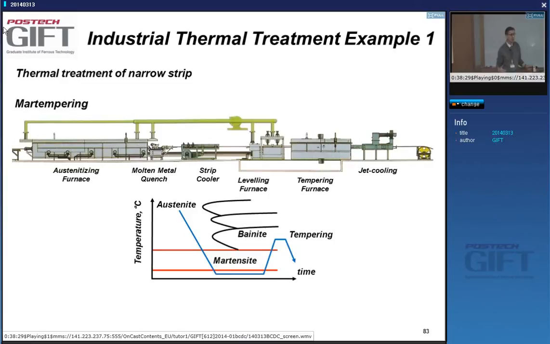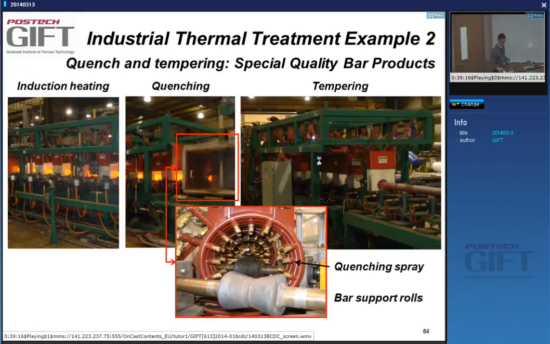So again, you uncoil your strip here. It goes into, of course, an austenitizing furnace. Yeah. You cool the strip rapidly. So you go from austenite to martensite. And then you increase the temperature in this leveling furnace. Yes. Keep it isothermally till your tempering time is finished, and then you quench it again and roll up the strip. This allows you to turn this relatively soft starting material into an extremely hard strip after this process. Okay.